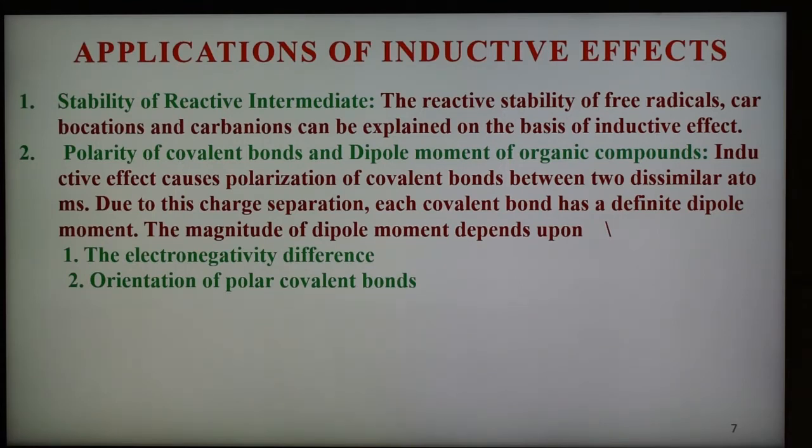So as the electronegativity difference increases, the dipole moment of the compound also increases. So as the dipole moment in the compound increases, the electronegativity difference increases. So we can say that dipole moment also depends upon the electronegativity difference.